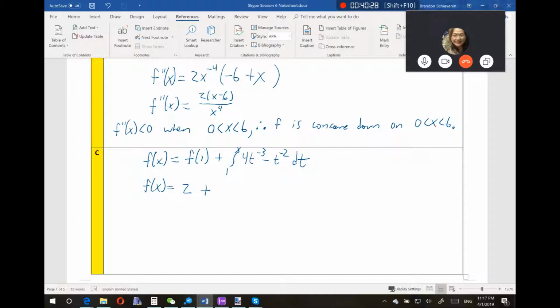The first term becomes negative t to the negative fourth power. I'm going to add negative 2t to the negative second power. Positive or negative? Negative. Okay, negative 2t to the negative 2 power. I'm going to go ahead and throw parentheses here because I'm going to add that to f of 1 afterwards. I'm going to plug in our bounds. Okay, what about this negative t to the negative 2 power?